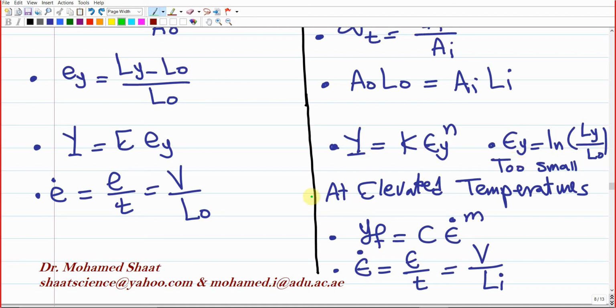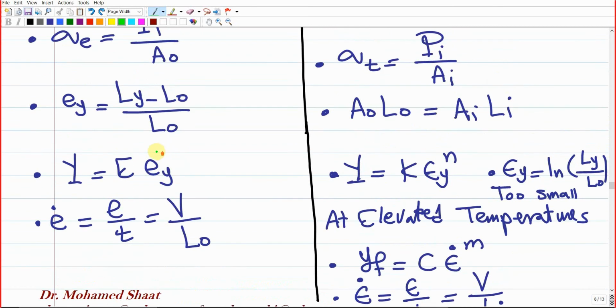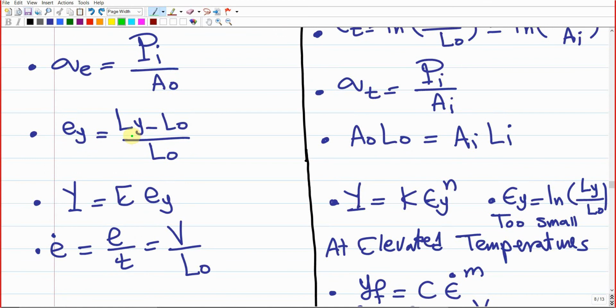Plug it here, and you are going to end up with the yield strength, which should give us the same value if we calculated the yield strength using this E times eY. eY is the engineering strain at the yield point, and it should be equal to LY minus L0 over L0.